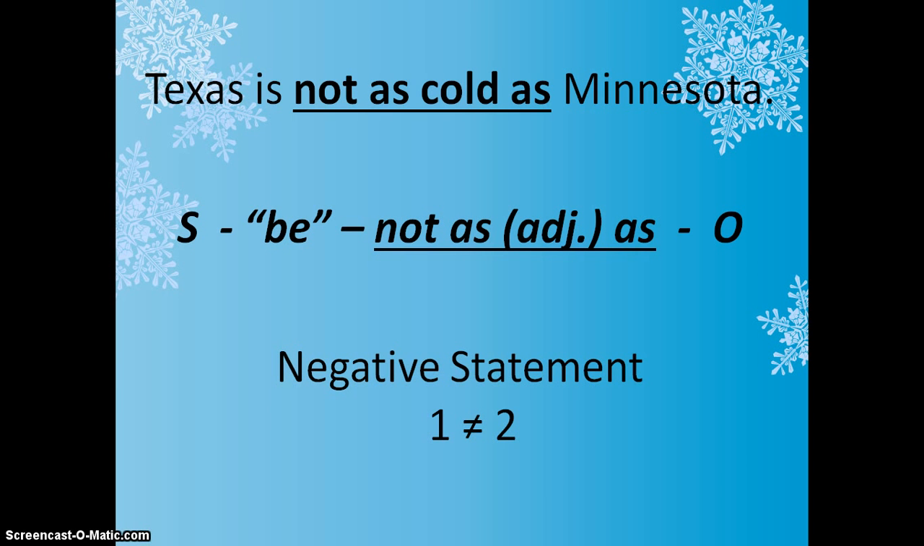We are comparing Texas and Minnesota, but we are saying that the temperature is not the same in Texas as it is in Minnesota. So in our negative statement, this is like in math when we use the does not equal sign. The number 1 does not equal the number 2. That's kind of what we're saying here. Texas does not equal the cold temperature in Minnesota.